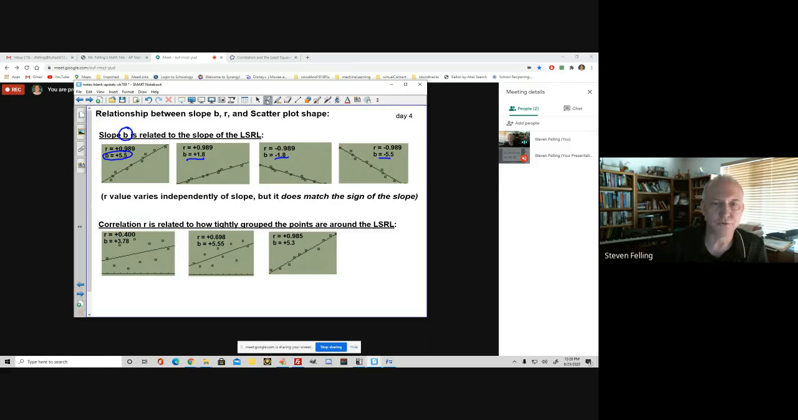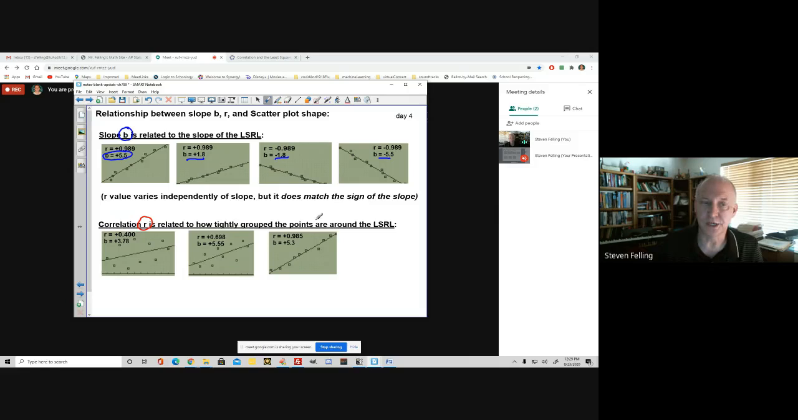But the correlation coefficient is a measure of how tightly grouped the points are around the line, and you can have any r associated with any b. So if I have 3 examples of positive slopes here, what the r is telling me is how closely grouped the points are to the line. So an r of 0.4 might be fairly spread out, an r of about 0.7 would be closer, and with an r close to 1, the points are almost on the line, okay?